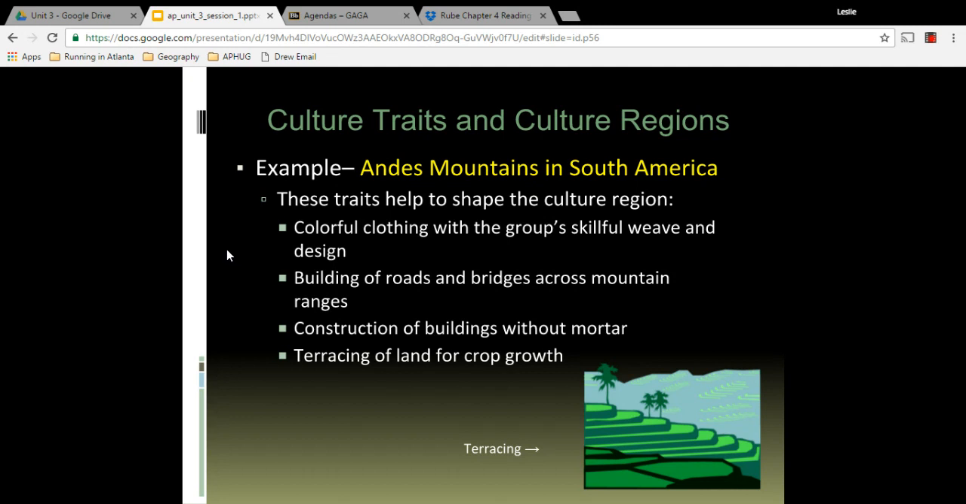So when you think of mountains, mountains create very sharp, steep inclines. It's very difficult to farm. So the Incas introduced terracing.